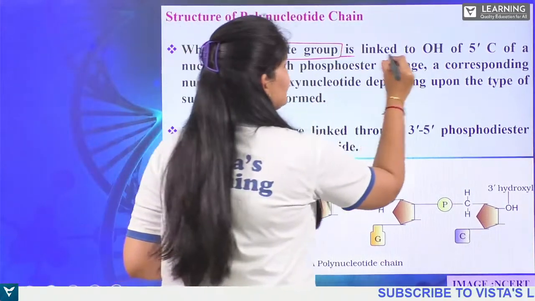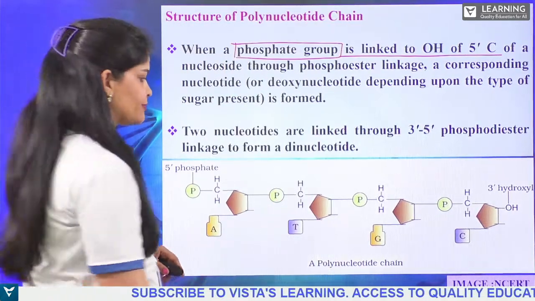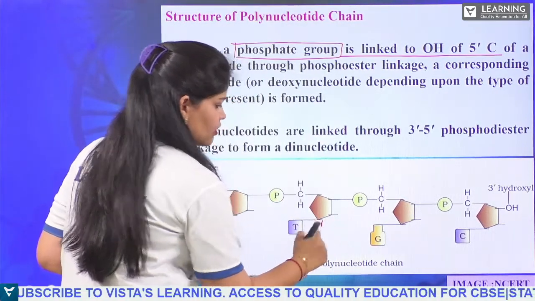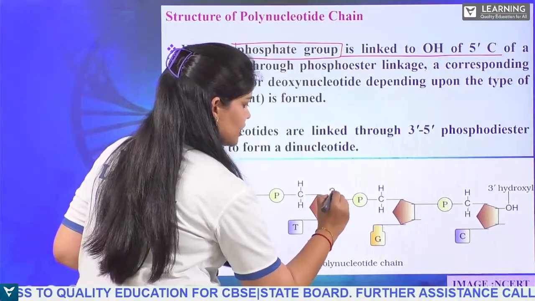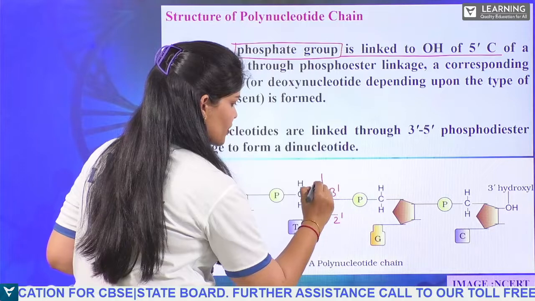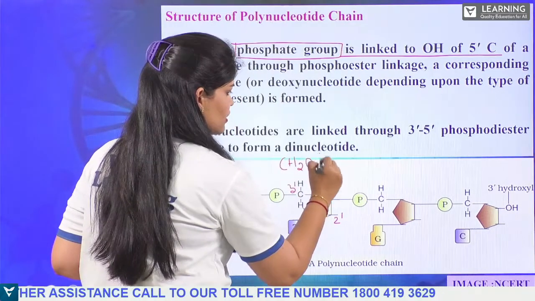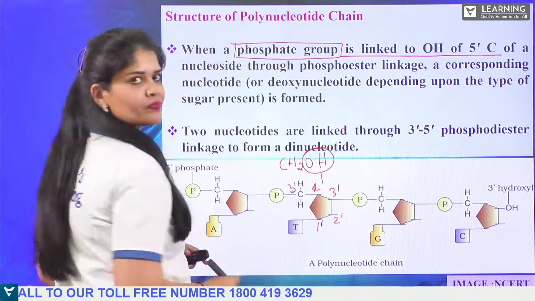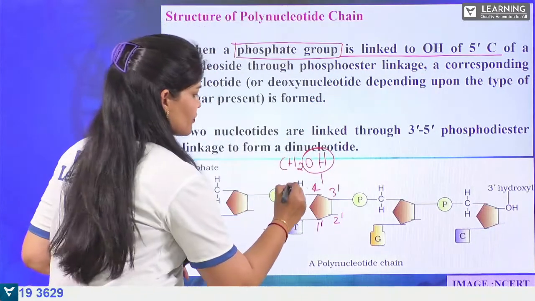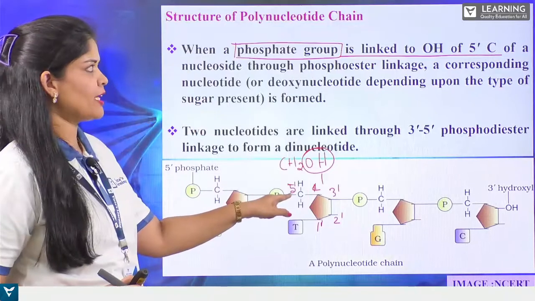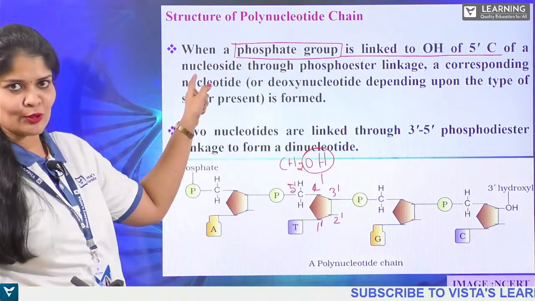The phosphate group is linked to the hydroxyl group of 5 prime. See, again we'll start numbering here. First carbon, 1 prime, 2 prime, 3 prime, 4 prime, and here it is 5 prime. Right, this hydroxyl group. See, linked to the hydroxyl group of 5 prime. This is 5 prime carbon of the pentose sugar, 5 prime carbon of the nucleoside.